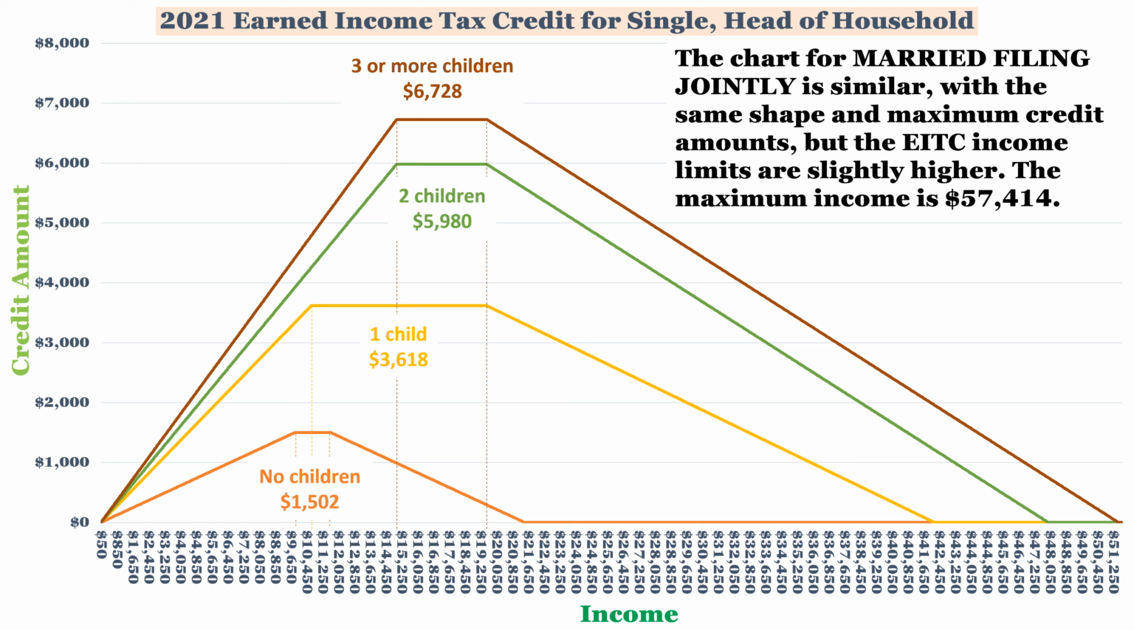This chart shows the 2021 Earned Income Tax Credit for people with no children, 1 child, 2 children, or 3 or more children. Obviously, the credit is much more generous to people with children. The EIC increases as earned income increases, then reaches a plateau where the credit remains the same for a limited range of income. Then the phase-out range begins, when the credit declines with increasing AGI.